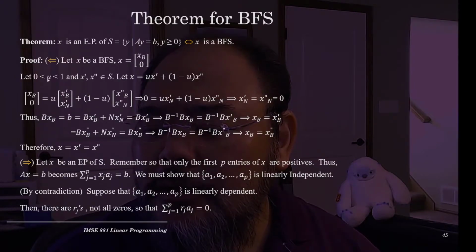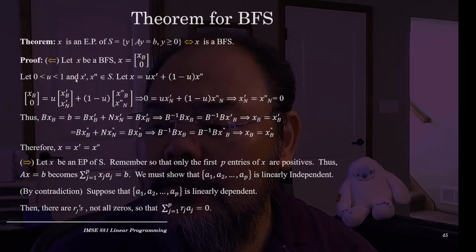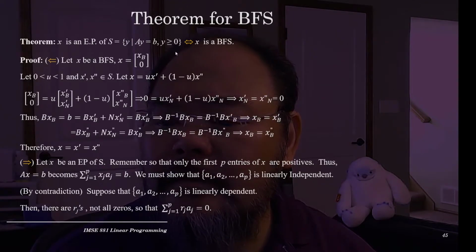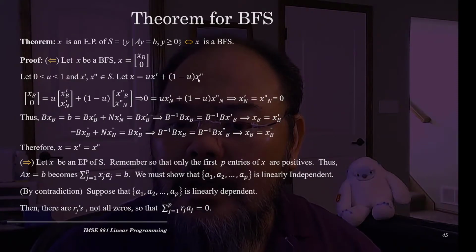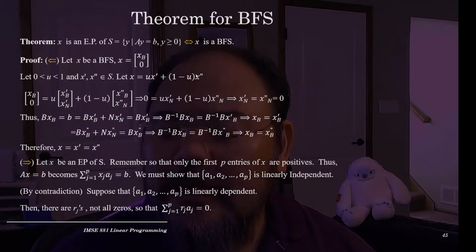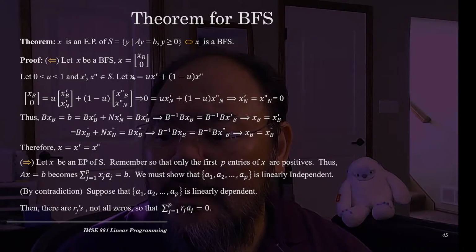So let U be between 0 and 1, and X prime and X double prime belong to the set S, the feasible region. So any X belonging to the feasible region can be represented as U times X prime plus 1 minus U times X double prime. For example, what I'm trying to say is that if X itself is an extreme point, X prime has to be equal to X double prime, since X is the extreme point. So let's take a look at how this happens.